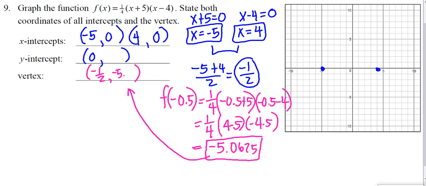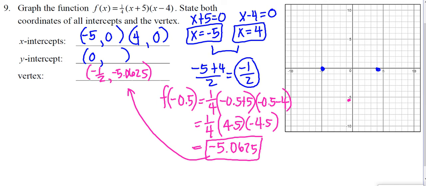And that is your negative 0.625. That is the y-coordinate of your vertex. So let's put that in. Negative 1/2 right here. Negative 1/2 and just a little below 5. Okay.